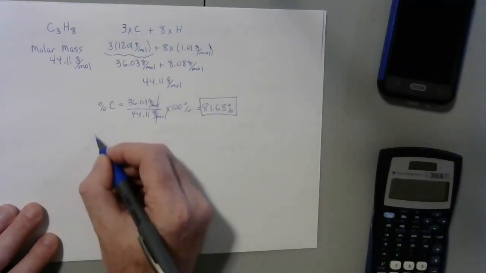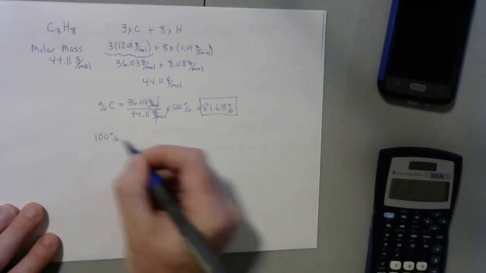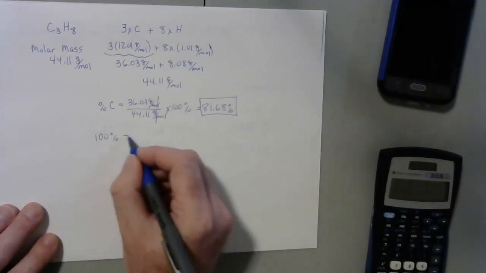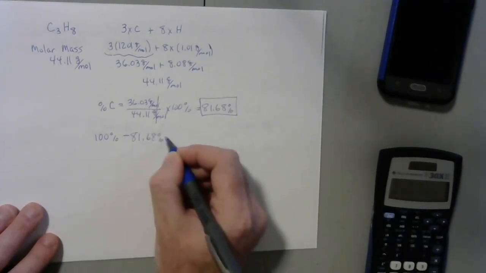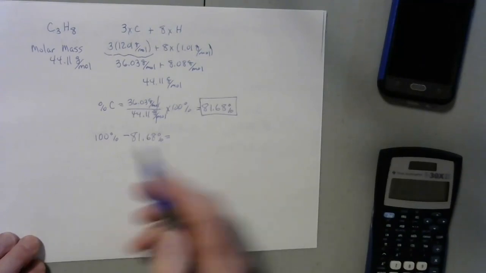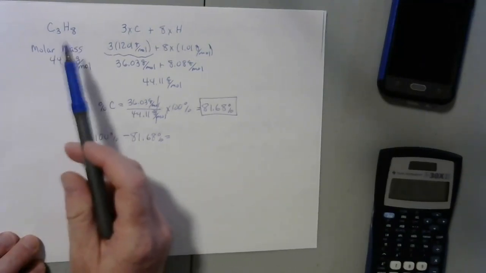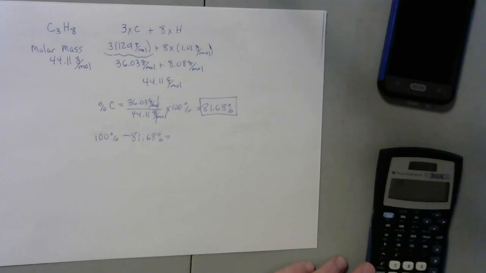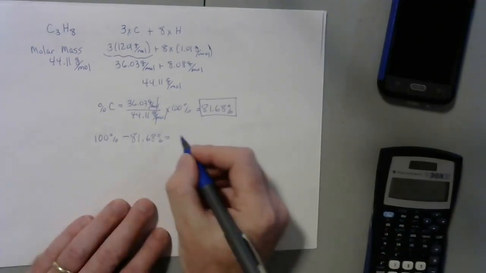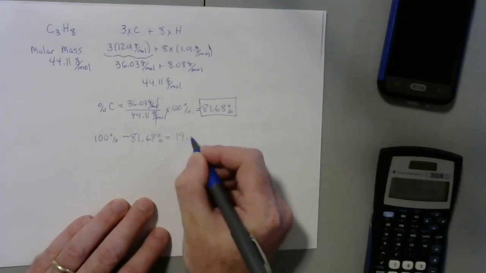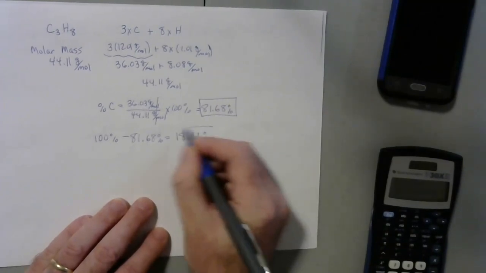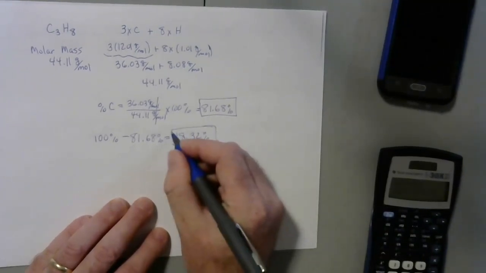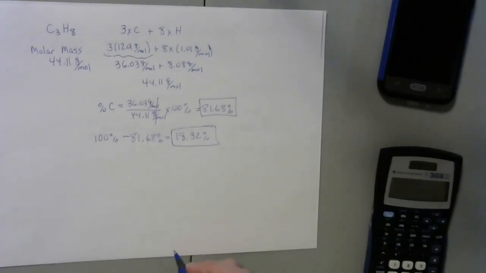Now I could work through a problem just like that for hydrogen, or we could just subtract from 100 because we know all of the compound is 100%. We know the percentage of carbon is 81.68%. So the difference has to be hydrogen since there's only 2 elements in this particular compound. So we'll do our subtraction and we're going to get 18.32%. Notice those two percentages do add to 100, which lets us know we likely got the right answer.